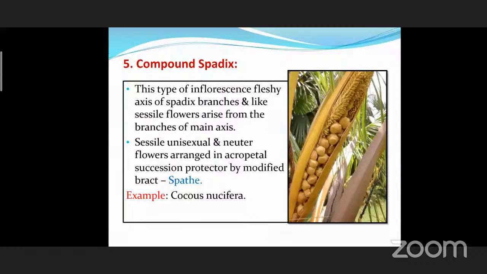Okay, students, there are a total of two types: simple racemose inflorescence and compound racemose inflorescence, again divided into different subtypes. Simple racemose inflorescence has 6 types and compound racemose inflorescence has 5 types. Okay. Today's assignment: write different types of racemose inflorescence. Thank you.